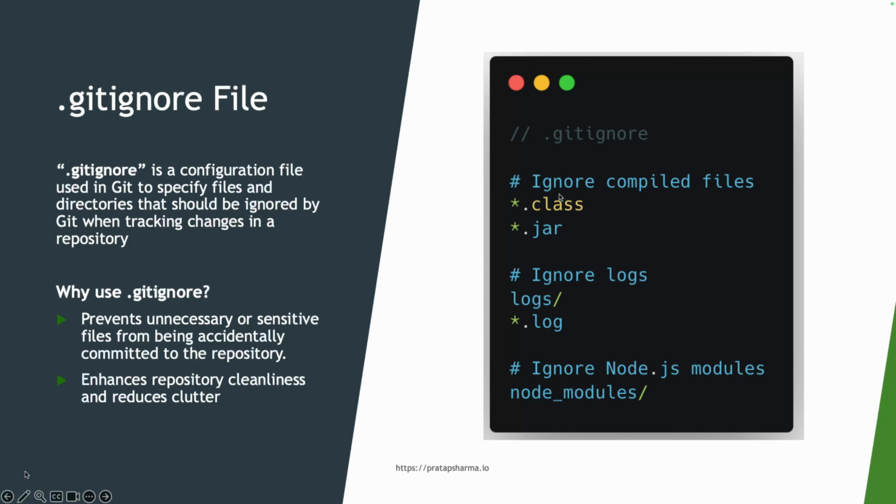Okay, so you can see here, if you want to ignore compiled files, you can say *.class or *.jar. Or if you want to ignore Node.js modules, then you can say node_modules. And if you want to ignore logs, you can ignore them based on the folder or the file. Like any folder called logs will be ignored, or any file that ends with .log will be ignored. Okay, so this is about our .gitignore.